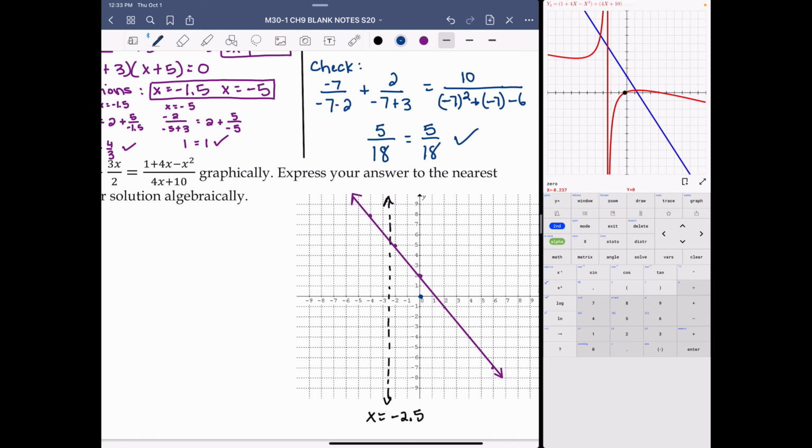I'm going to do the same for my second x-intercept. So I can trace number 2. My x-intercept is here, so I want to go left bound, enter, right bound, enter, and it's 4.233. So just past a 4 there. That part of our graph looks something like this.